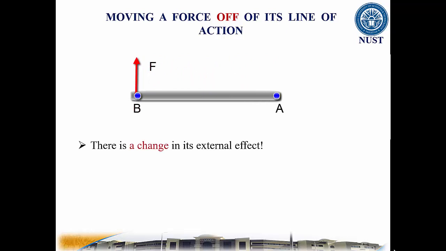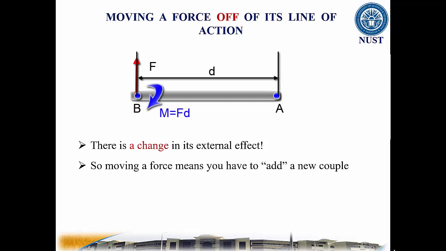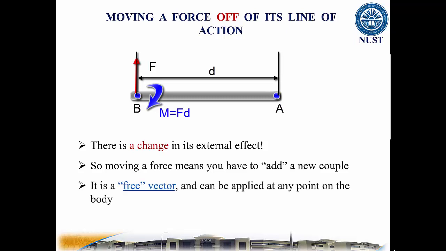Essentially, moving a force from point A to B, as shown here, requires creating an additional couple moment. So moving a force means you have to add a new couple. Since this new couple moment is a free vector, it can be applied at any point on the body.